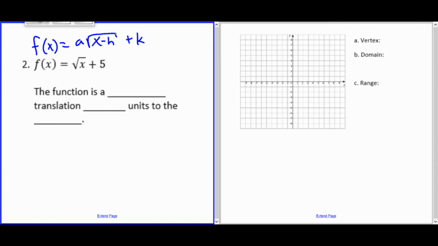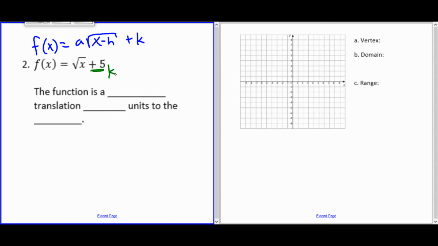So example 2, we have f of x equals the square root of x plus 5. And again, I wrote the transformations in blue up at the top just so that we recall what the different transformations are. So I have f of x equals square root of x plus 5. The 5, notice it's outside the radical, so it's a k value. So remember, k moves the graph up or down, and it's going to do exactly what it says to do because it's on the outside.